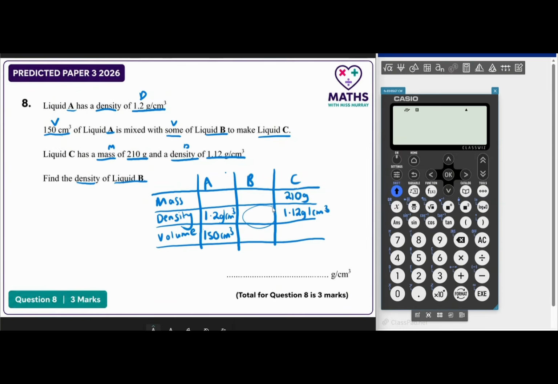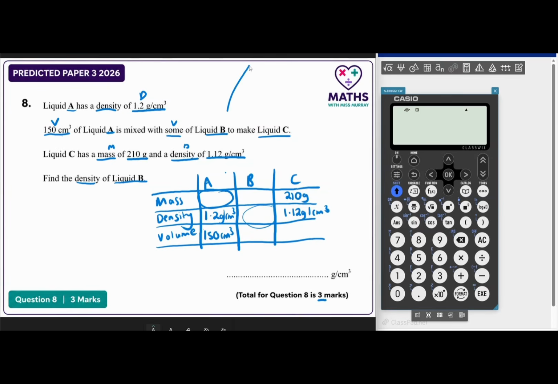Now, what a lot of people would be tempted to do here is just do liquid C's density, subtract liquid A's density to get liquid B's density. You can't do that because density doesn't work like that. And it wouldn't be that simple, would it really, if you think about it, for 3 marks. So you need to work with each liquid independently. So here I am missing the mass of liquid A. That's the first thing that I notice in each column. So this is what I would work out first.